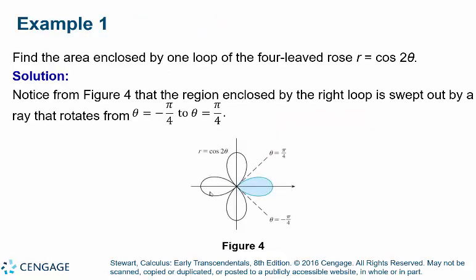Okay, so let's do one example so you can see how this works. Let's find the area enclosed by one loop of the four-leafed rose given by r equals cosine of 2 theta. So we want to find this little blue rose leaf right here. Notice that in this figure the region enclosed by the right loop is swept out by a ray that rotates from theta equals negative pi over 4 here to pi over 4 here. So this tells us the lower bound of integration and the upper bound of integration, and this is telling me the r right here.